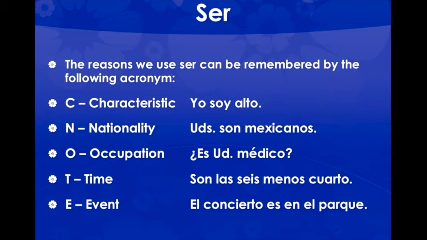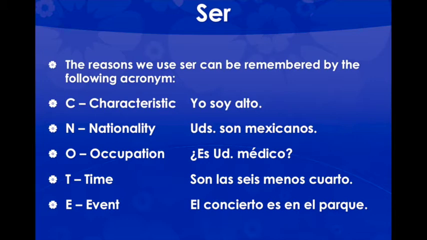Yo soy estudiante, I am a student, because being a student is an occupation, right? If you want to express the time, we're going to use ser as well. So son is a conjugation of ser. Son las 6 menos cuarto. It is 6 o'clock minus a quarter of an hour, so it's 5:45.